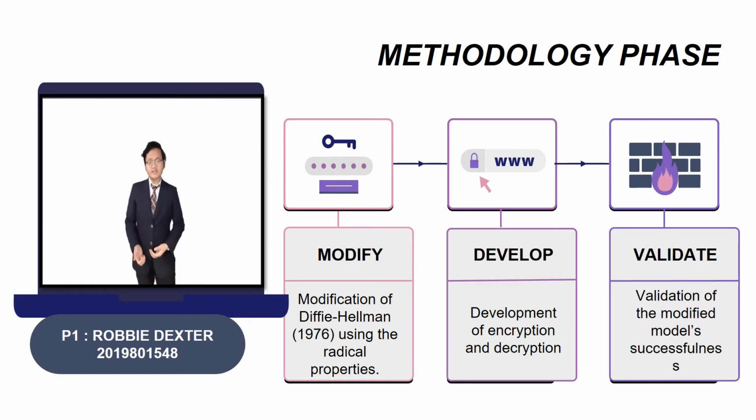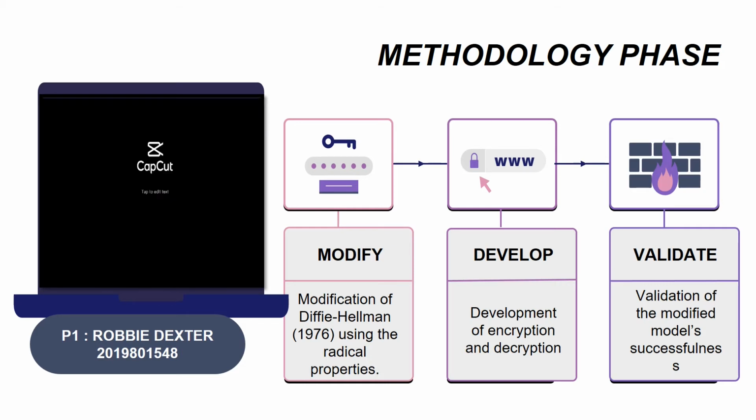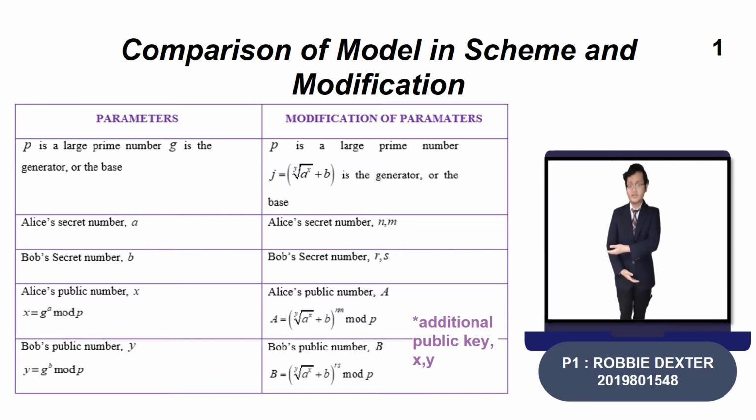Phase 1 is the modification of the Diffie-Hellman 1976 by using radical property. Next, we develop an encryption and decryption. Finally, we validate if the modified version of Diffie-Hellman 1976 is successful. This is the comparison between the original and the modified version.